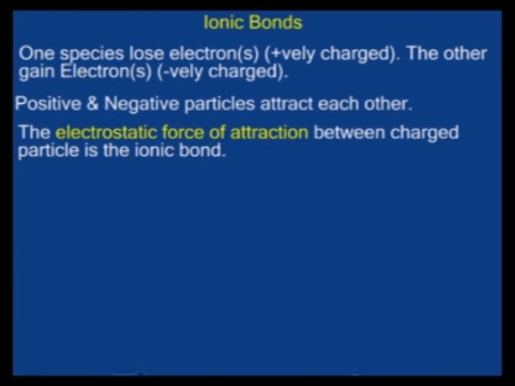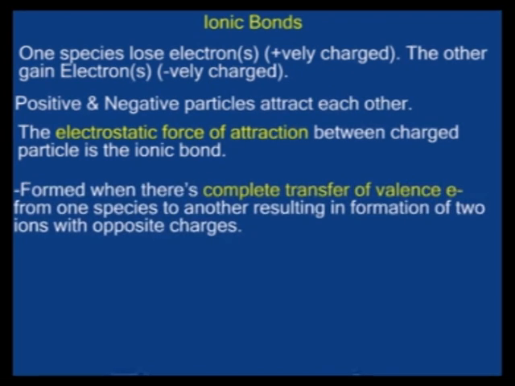constitute the ionic bond. Now, in general, an ionic bond is a bond formed when there is complete transfer of valency electrons from one atom to the other, culminating in the formation of two ions with opposite charges. Metals and nonmetals react to form compounds with ionic bonds.